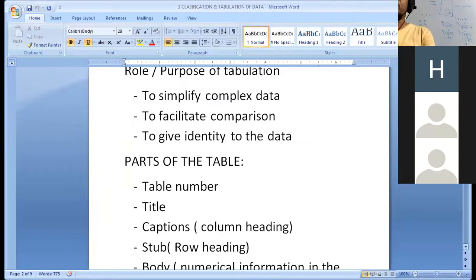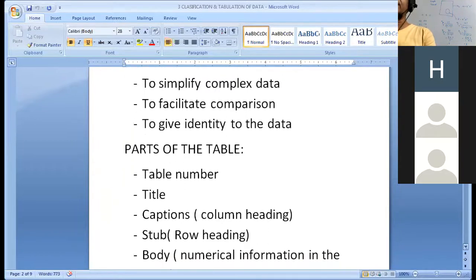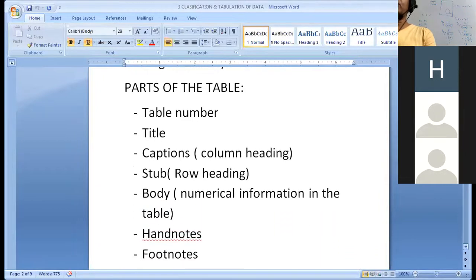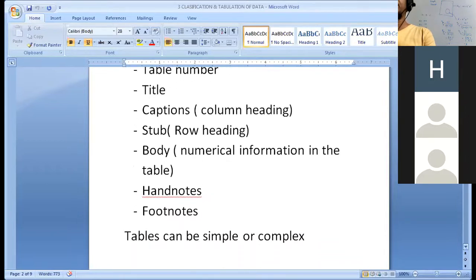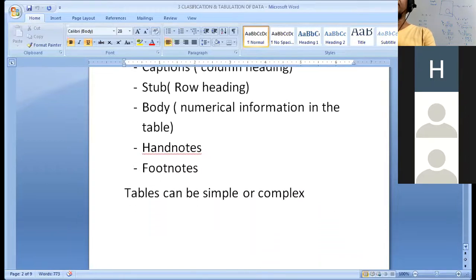Now, what are the various parts of a table? A table should have a number, a title, column headings, and row headings. Column headings are termed captions, while row headings are termed stub. The body is the numerical information of the table. There can be head notes and footnotes also.